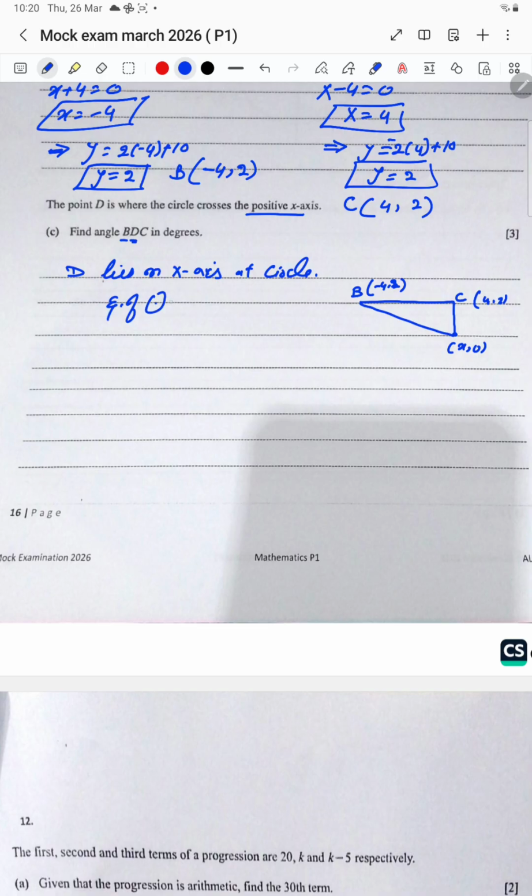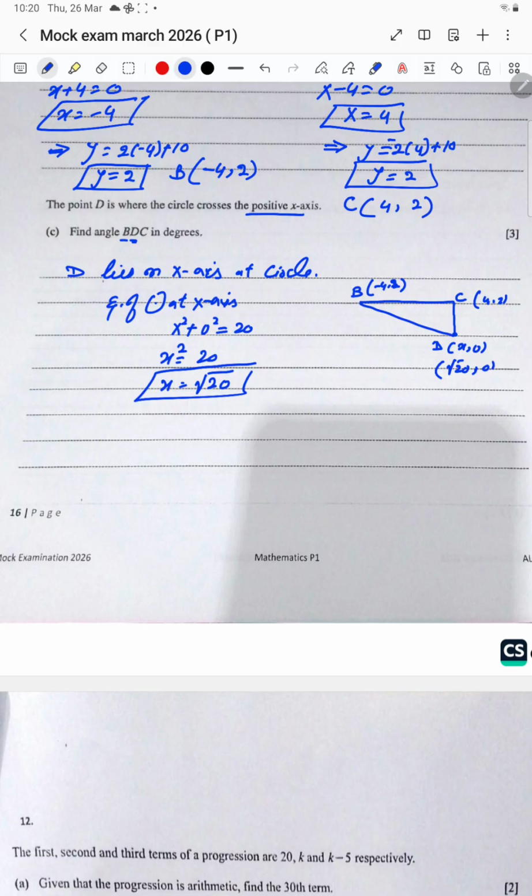The equation of the circle at the x-axis will be x squared plus 0 squared equal to 20. So x squared is equal to 20. So x will be, because it is the positive side, root 20. So I can write D is having coordinates root 20 comma 0. These are the coordinates of D.